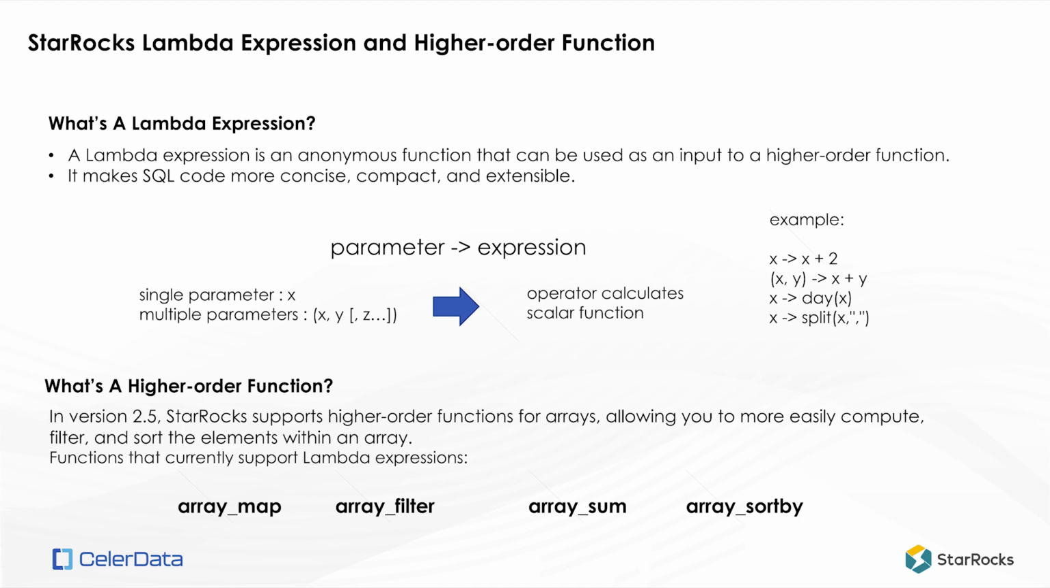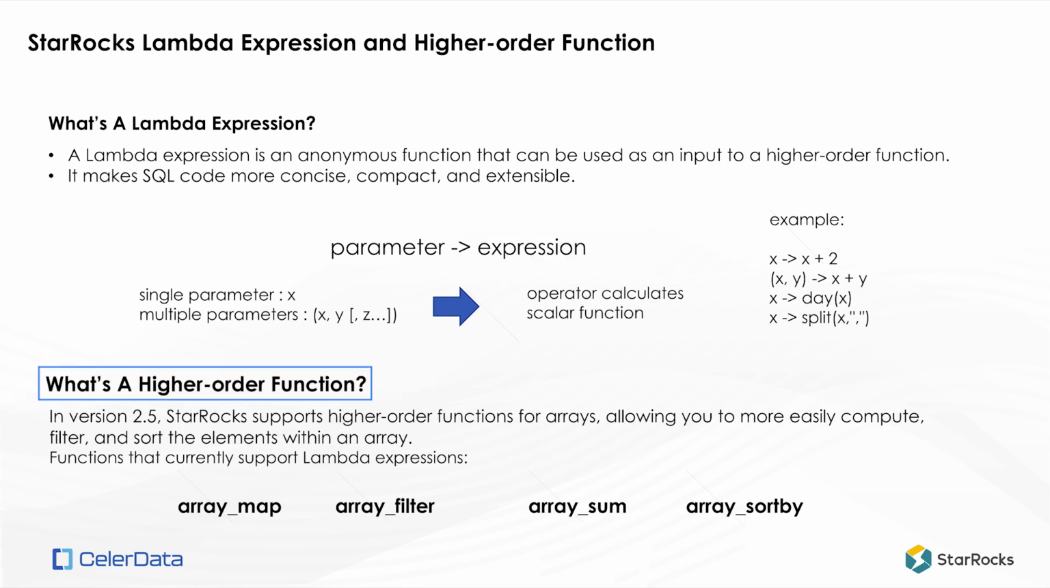Specifically, this is the syntax of a Lambda expression. On the left is the argument that the Lambda expression receives, which can be one or more parameters. If the number of parameters is greater than or equal to 2, it needs to be enclosed in parentheses. On the right is the expression itself. Besides basic expression calculation, scalar functions can also be embedded. They are connected by an arrow pointing to the right.